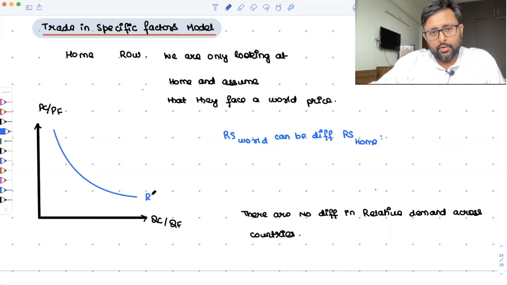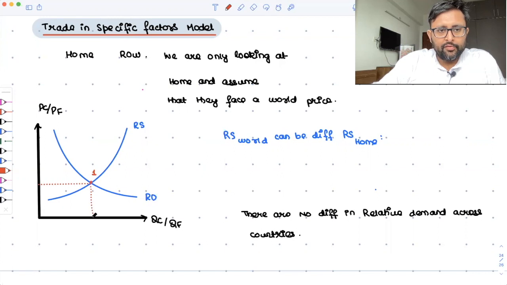Let us start with a position where no trade is happening. You have the relative demand curve, and you also have the relative supply curve. If no trade is happening, then the economy is sitting at point 1, with the equilibrium relative price PC by PF 1, and the equilibrium relative quantity of cloth QC by QF 1. I'm mainly interested in PC by PF 1.